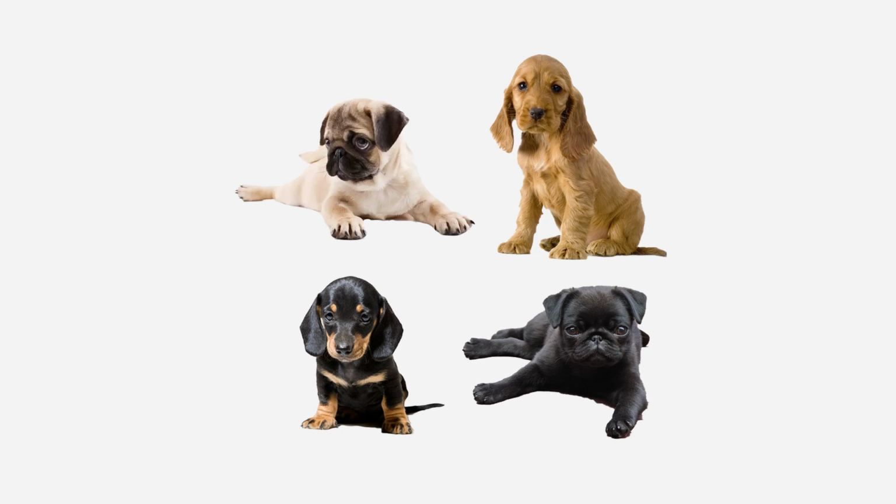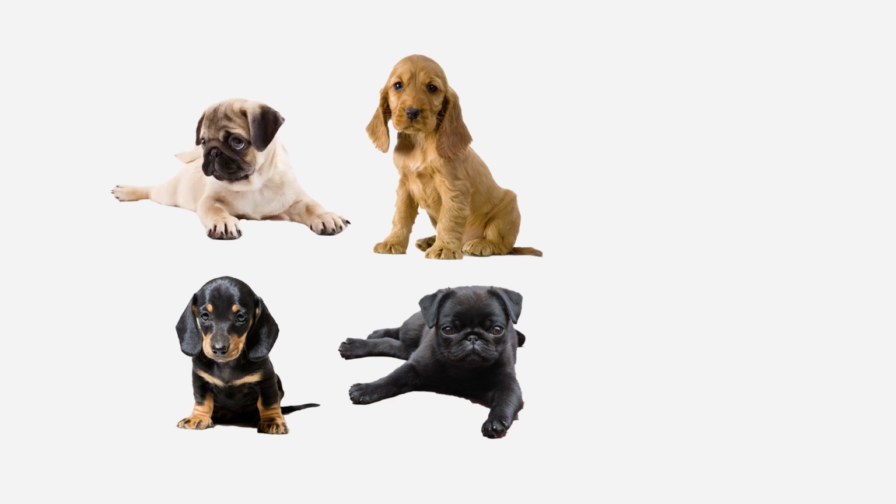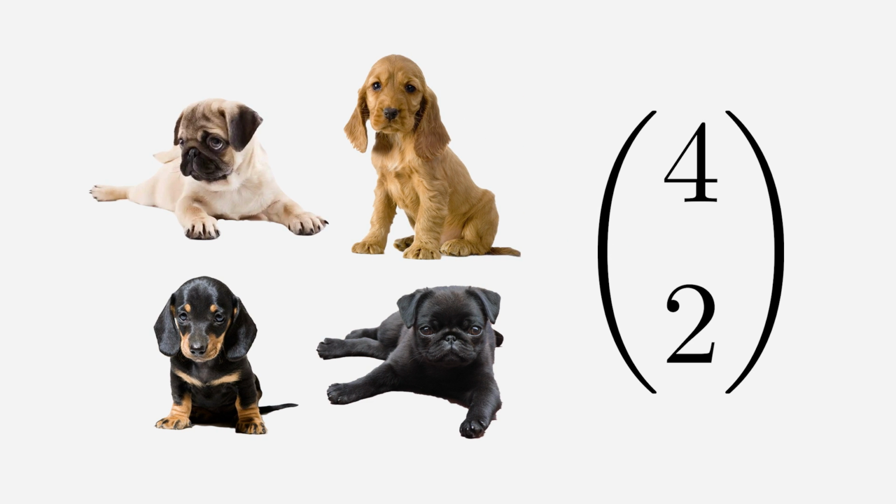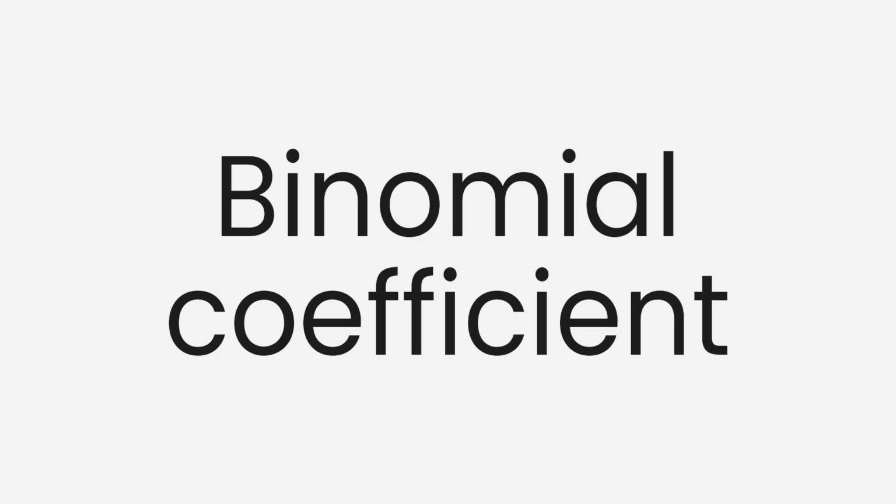Suppose you have 4 different objects, for example 4 puppies, and you want to choose exactly 2 of them because your mom doesn't let you have more than that. The number of ways of doing such operation is denoted as 4 choose 2, and this notation is called the binomial coefficient.